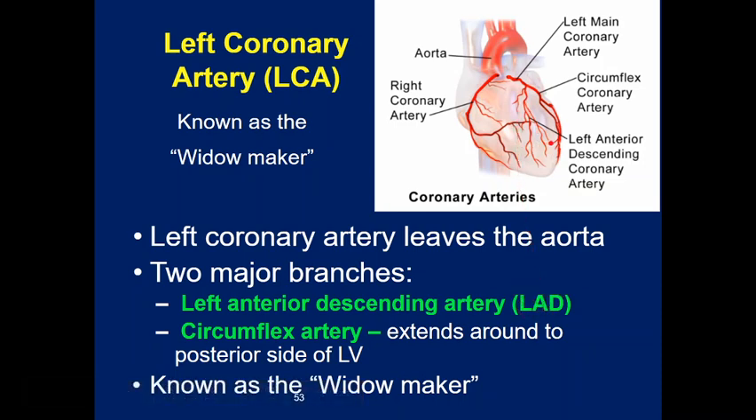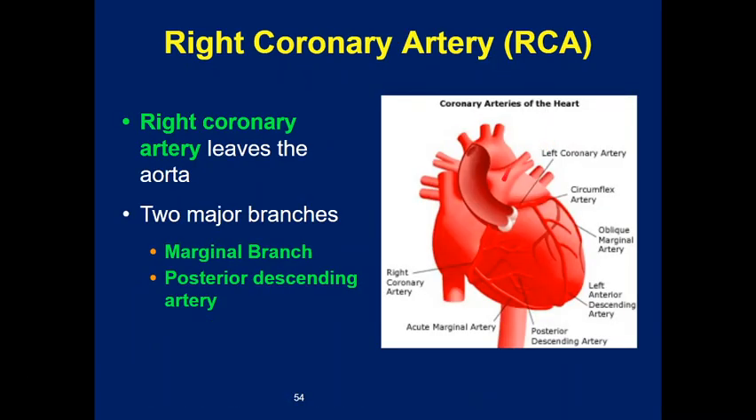So the LAD. Then the RCA. This is the heart turned a little bit, and here's the RCA. My red is a poor choice for these pictures because of my pointer. But the RCA comes right here, and then it has two major branches, similar to the left main stem.